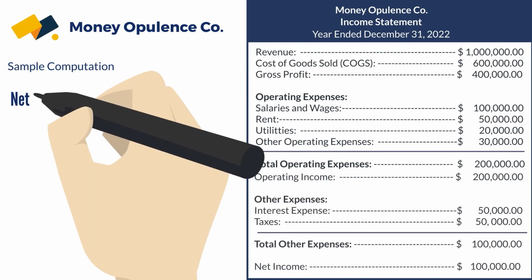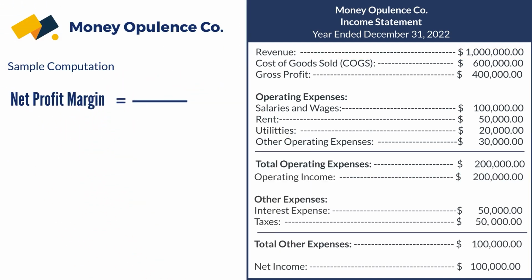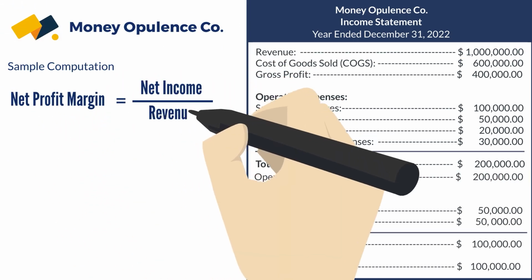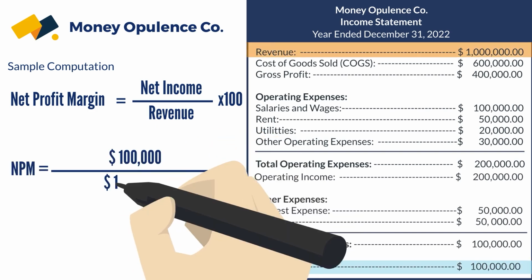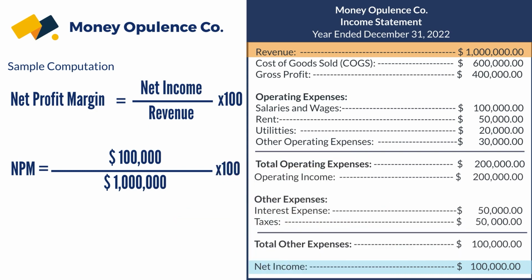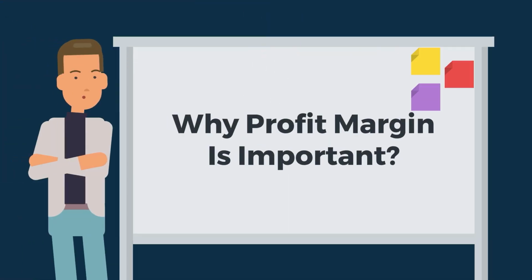The net profit margin is calculated by dividing the net income by the revenue and multiplying the result by 100. The Money Opulence Corporation generated a net income of $100,000. Dividing this by their revenue of $1 million and multiplying by 100, we find that the net profit margin is 10%.